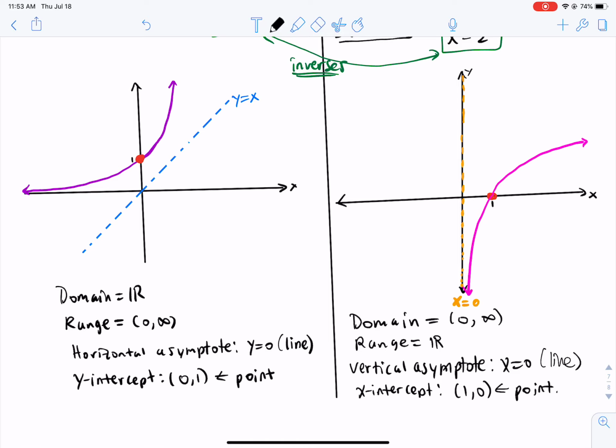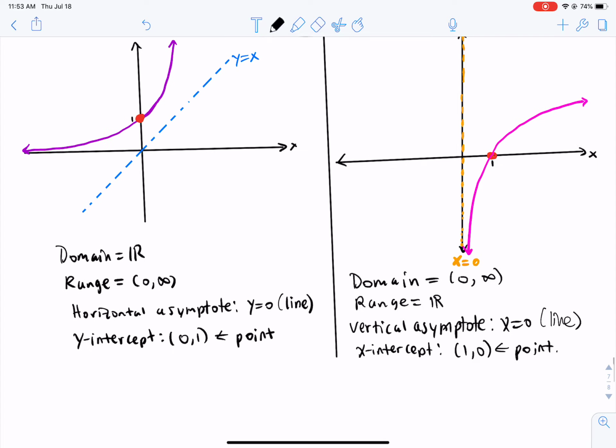From here, we can shift this up, down, left, and right. And what will affect the vertical asymptote of the log function? Only if we shift things to the right and left. Right, left. Yeah, if we shift this up or down, this is not going to affect the vertical asymptote.